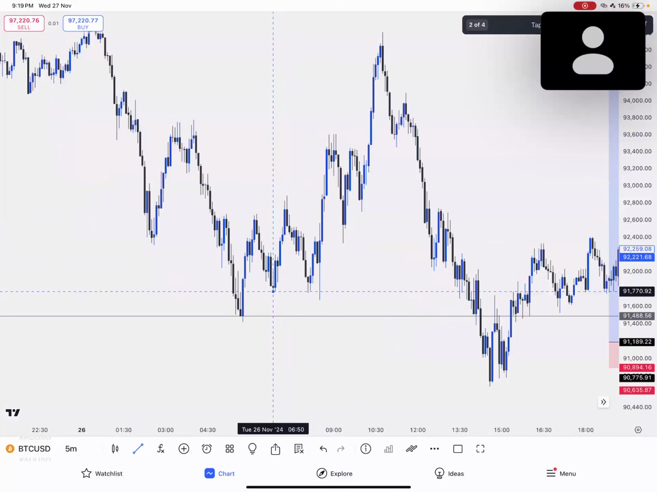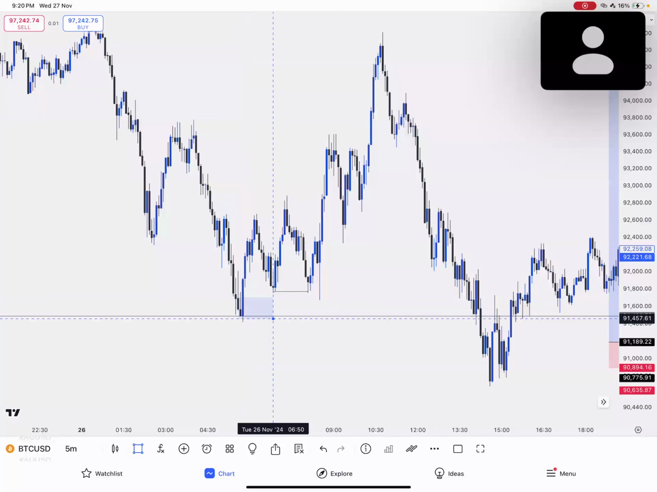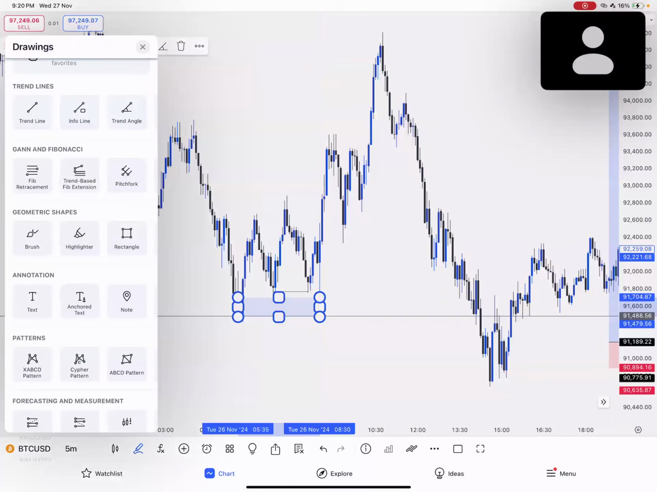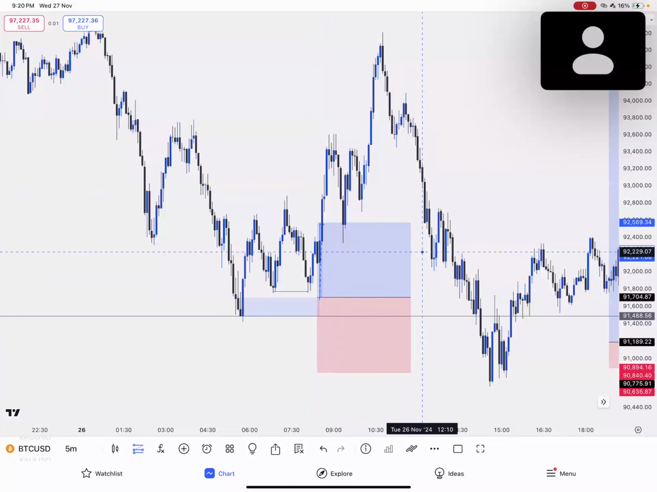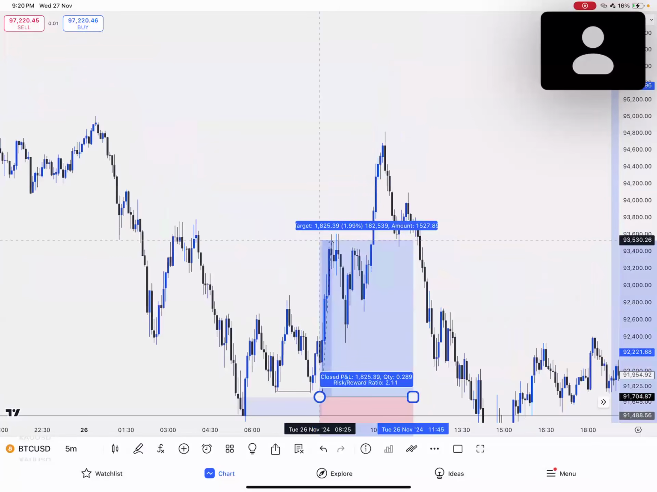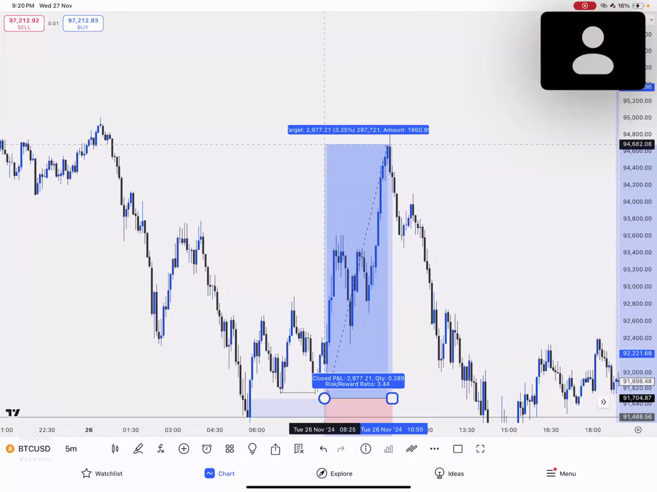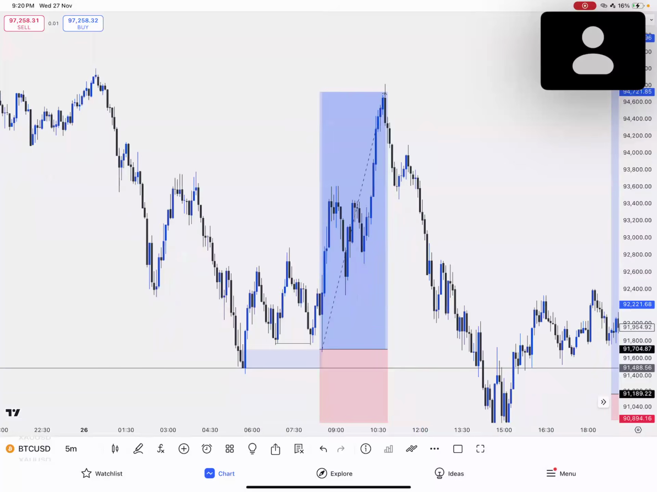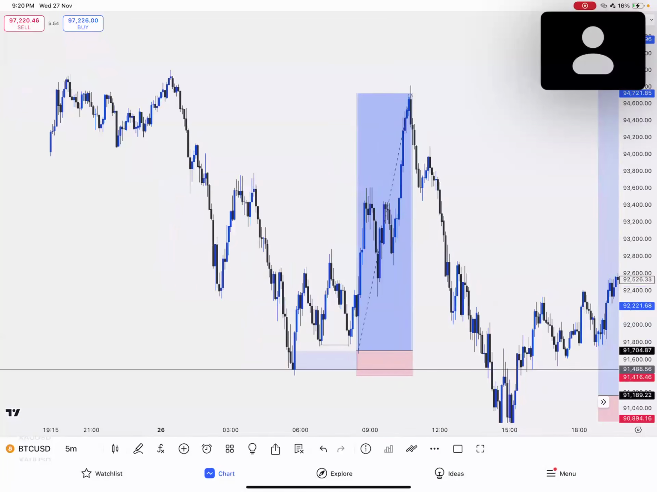I took this inducement here, and then I took this order block. So this was the trade I took yesterday. I later adjusted my TP to this draw on liquidity here because I knew that the market was not officially bullish. This was about 3,000 pips that I made. I took my TP here. This was the trade I took on BTC yesterday.